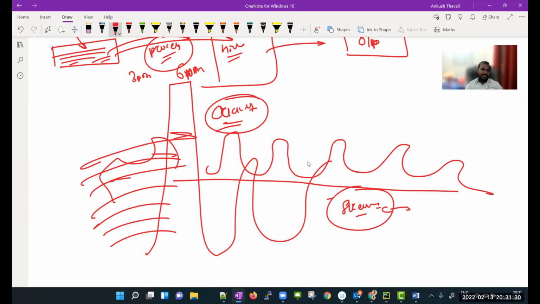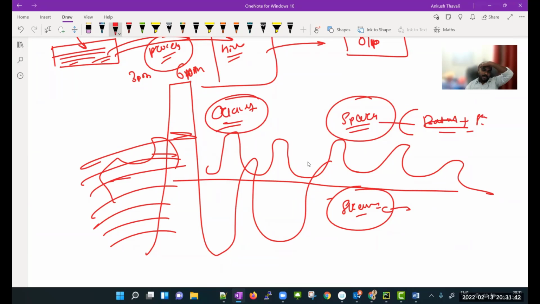We need to process this data with the help of a streaming framework, and that is possible with the help of Spark. Spark can do batch processing plus streaming. Both things are possible with the help of Spark.